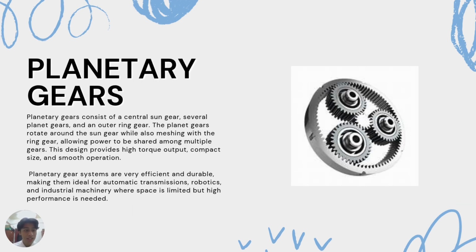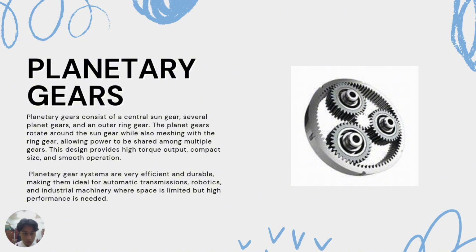So the last gear is the planetary gear. Planetary gears consist of a central sun gear, several planet gears, and an outer ring gear. The planet gears rotate around the sun gear while also meshing with the ring gear, allowing power to be shared among multiple gears. This design provides high torque output, compact size, and smooth operation. So planetary gear systems are very efficient and durable, making them ideal for automatic transmissions, robotics, and industrial machinery where space is limited but high performance is needed.